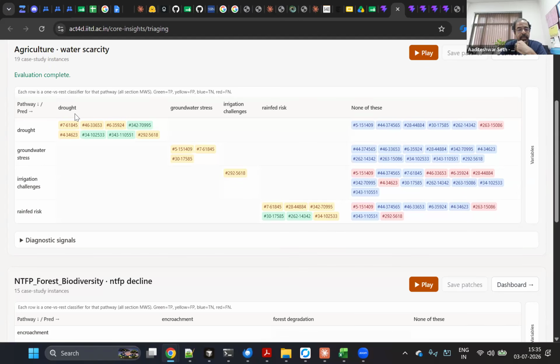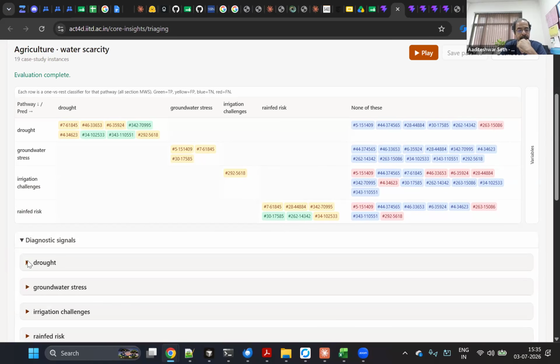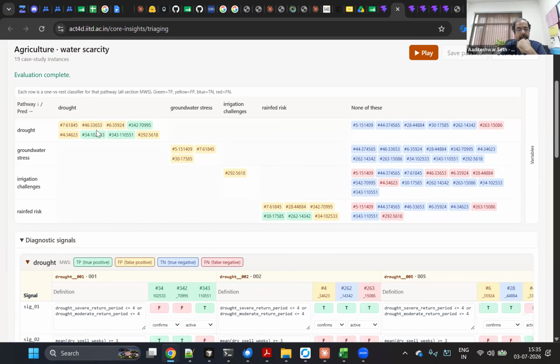So this is called the confusion matrix. You basically want to be on the diagonal. That if actually it's a drought, you're also predicting that it's a drought. If the case study is saying groundwater stress, you're also predicting that it's groundwater stress. So you want to get as many of these on the diagonal, especially the red ones. The red ones are false positives. Sorry, the red ones would be false negatives. These are areas which actually are drought prone, but you said that they are not drought prone. So that's kind of a big risk. You definitely want to minimize false negatives.